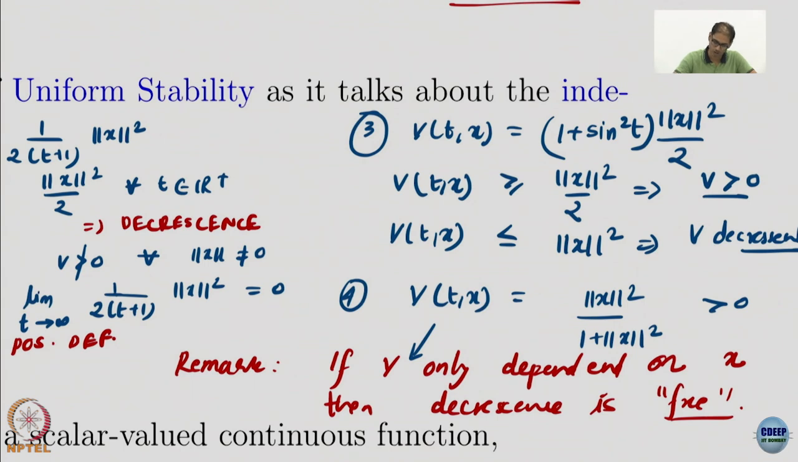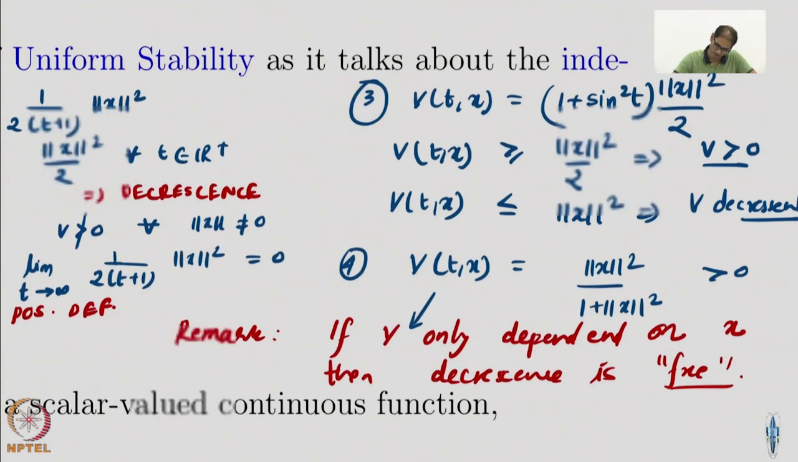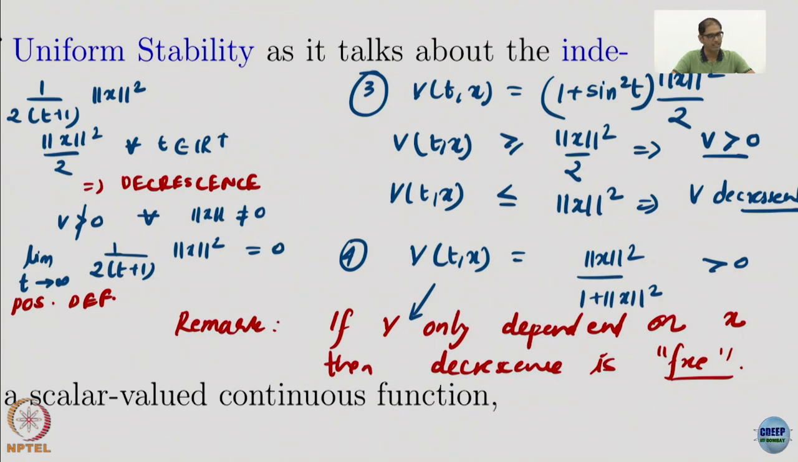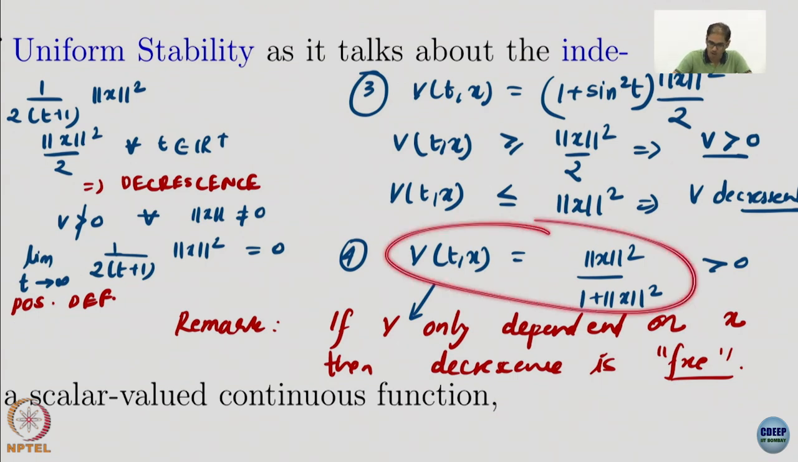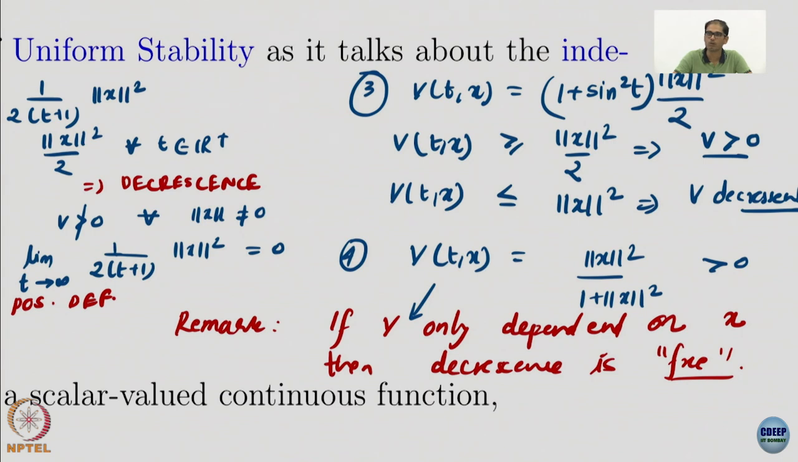If there was no such function, it would be very funny, okay? Just like we said that uniformity for time invariant systems is free, just like that if your V is purely a function of states, then again uniformity is free, yeah? There is no decrescence to evaluate, it is decrescent and it is positive definite, because there is no time argument in this itself, okay? So decrescence is free, yeah, alright.